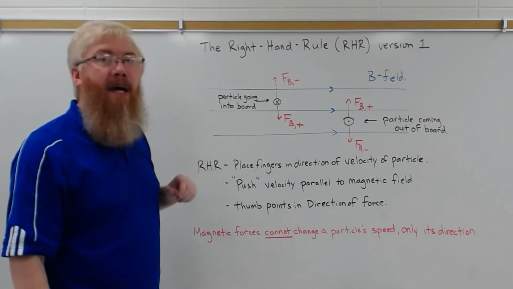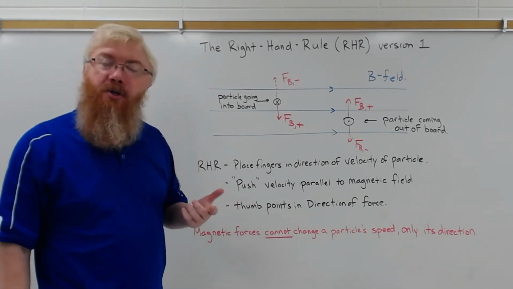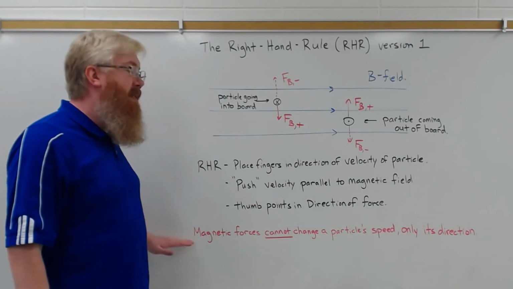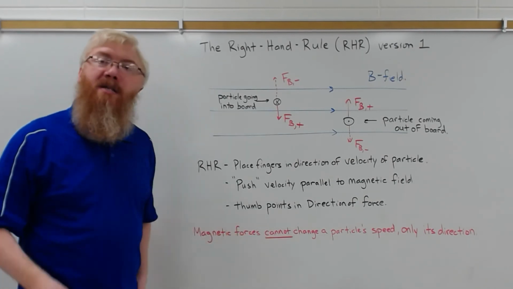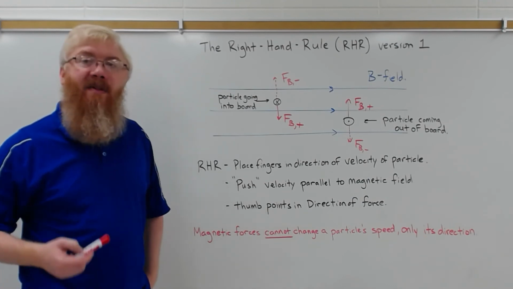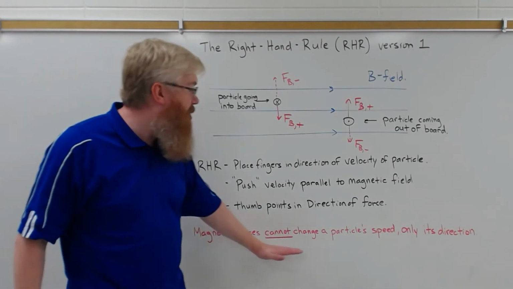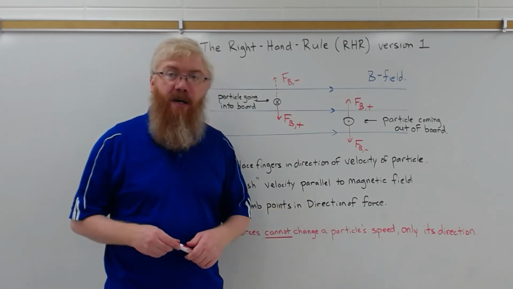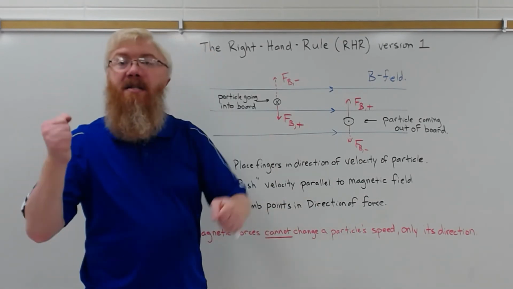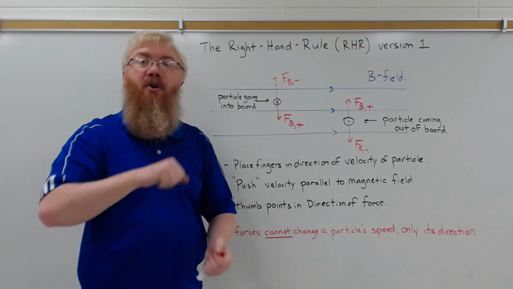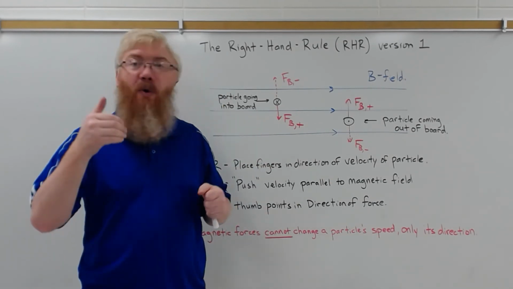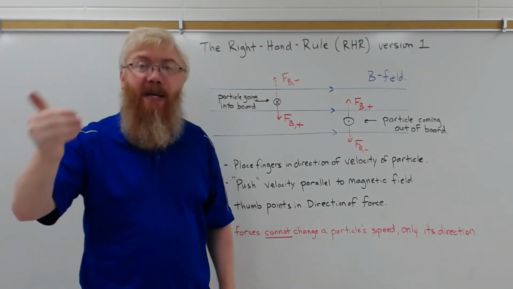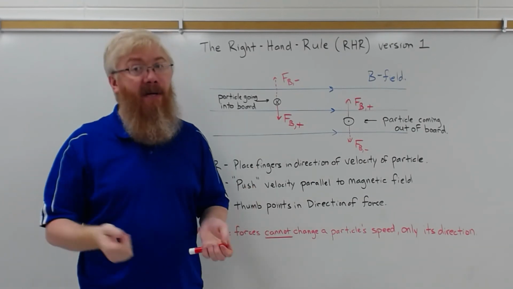We'll do one more example here on the board to show this to you. But I just want to point out before we do that, magnetic forces, because they're always perpendicular to the velocity of the particle, can never ever change the speed of the particle. They can only change its direction. So magnetic forces are basically a steering wheel. You can force a particle to turn one way or the other way. You cannot accelerate it, and by accelerating it, I mean changing its speed. Changing a direction is also an acceleration.